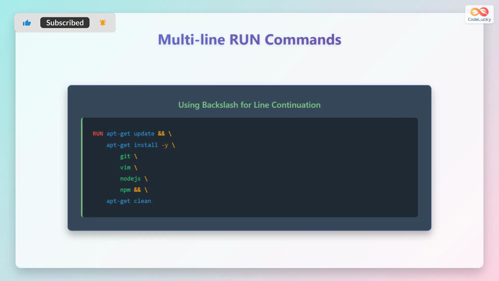For complex commands, it's often helpful to split them across multiple lines for readability. This can be achieved using the backslash character as a line continuation marker. This example shows how to install multiple packages using apt-get, while keeping the Dockerfile organized and easy to read. RUN apt-get update && \ apt-get install -y \ git \ vim \ nodejs \ npm && \ apt-get clean.